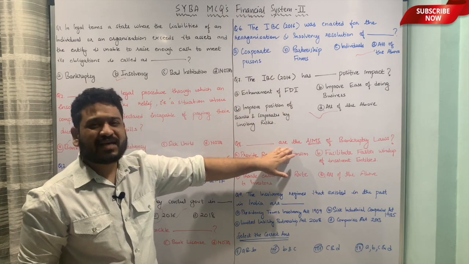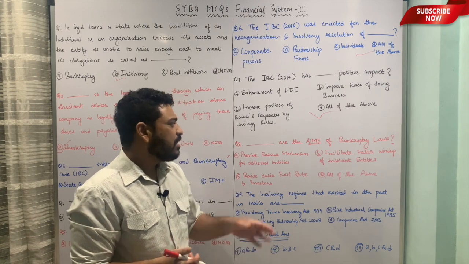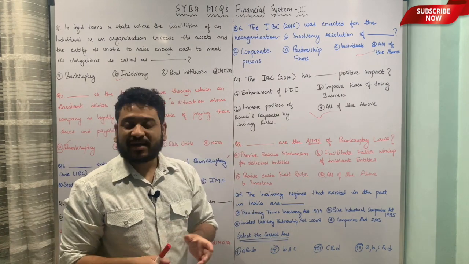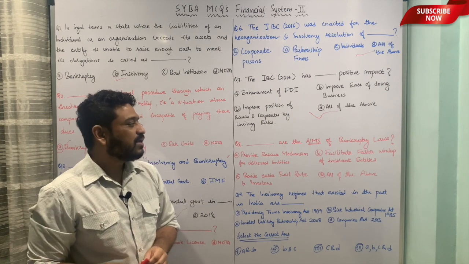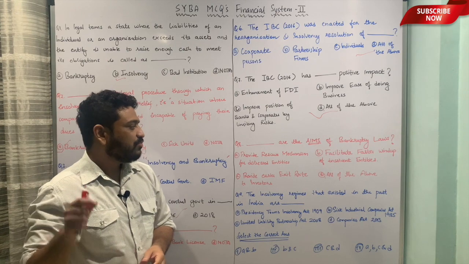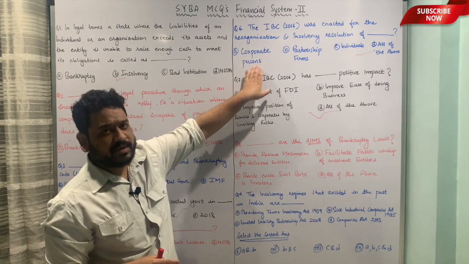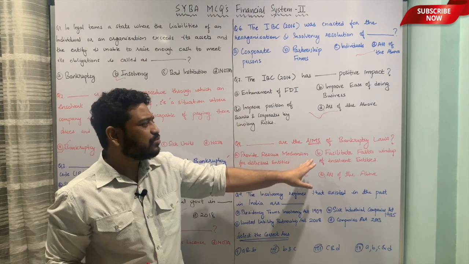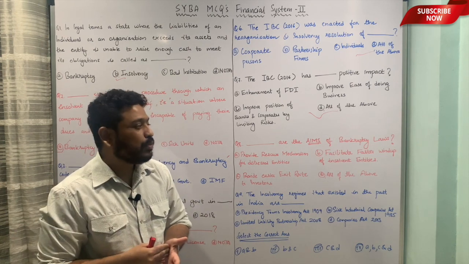Let us now move to the next one, which talks about the aims of bankruptcy laws in India, and the question is dash are the aims of bankruptcy laws in India. And let us look at the underlying options. First is to provide rescue mechanism for distressed entities. That means these distressed entities can be corporate persons, individuals or partnership firms. Okay. The second is to facilitate faster winding up of insolvent entities.